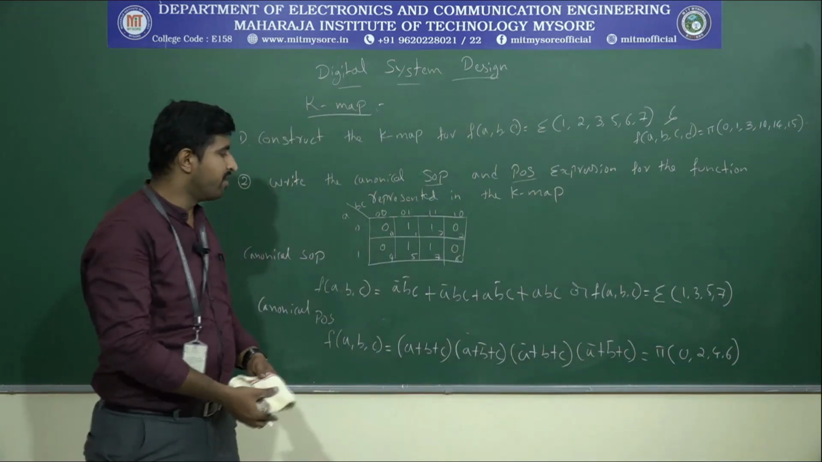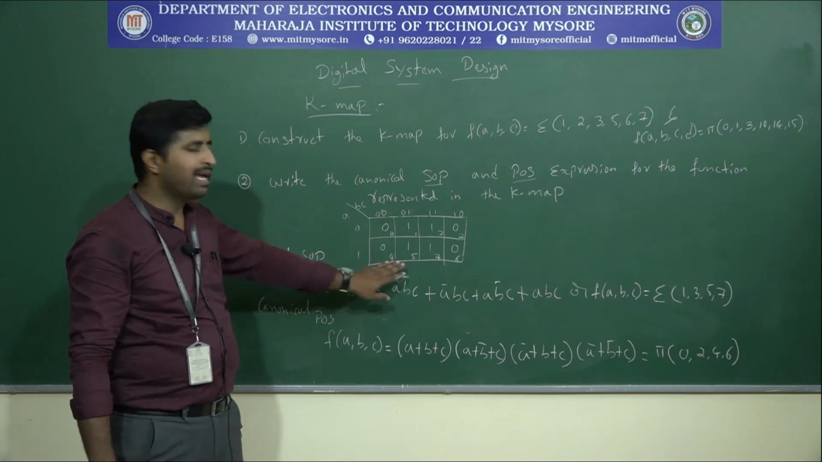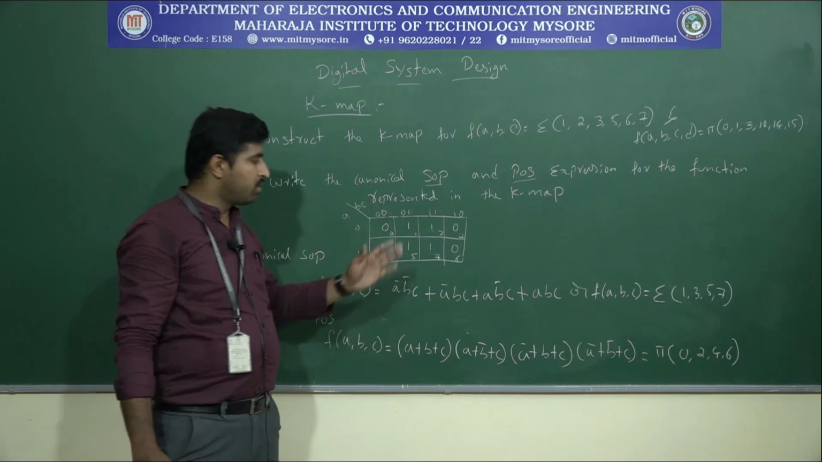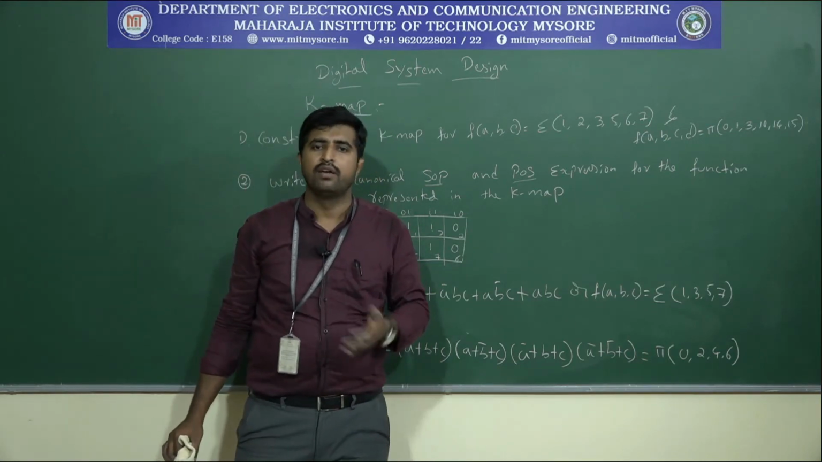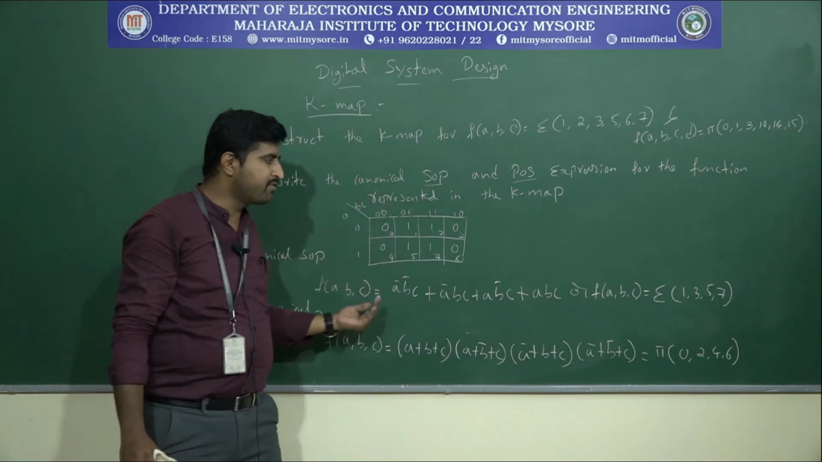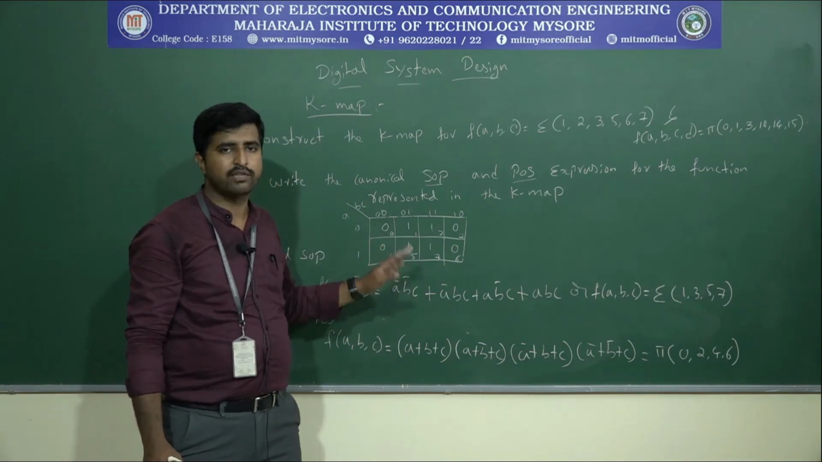So this is how we can construct a canonical SOP or POS expression from the K-map representation. Till now we have understood how to write the K-map for different variables, how to write the equation from the K-map, and how to write the K-map from the equation.